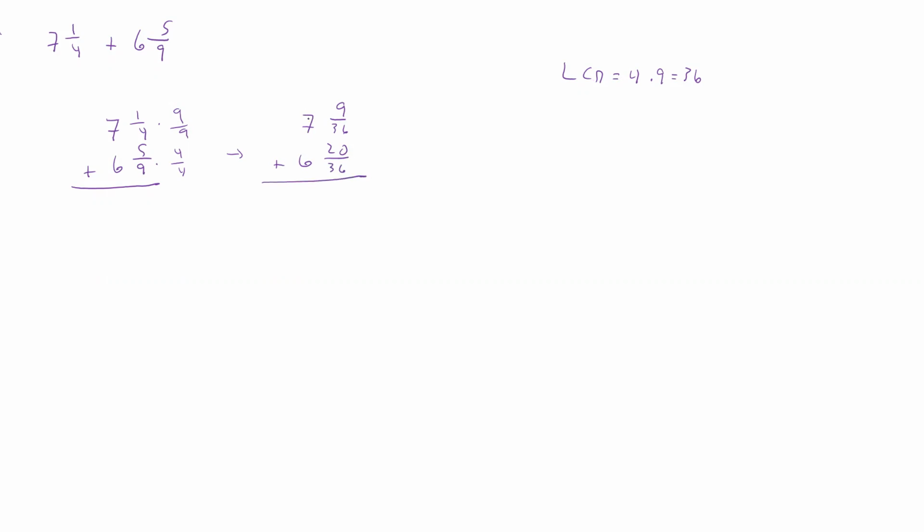And now I can just add. So the whole numbers added together, 7 plus 6, that's going to give me 13. And 9 plus 20 is going to give me 29 over 36. Now, 29 is going to be a prime, so we can't reduce that one. And so that should be our final answer, 13 and 29 over 36. So this is an example of an addition.